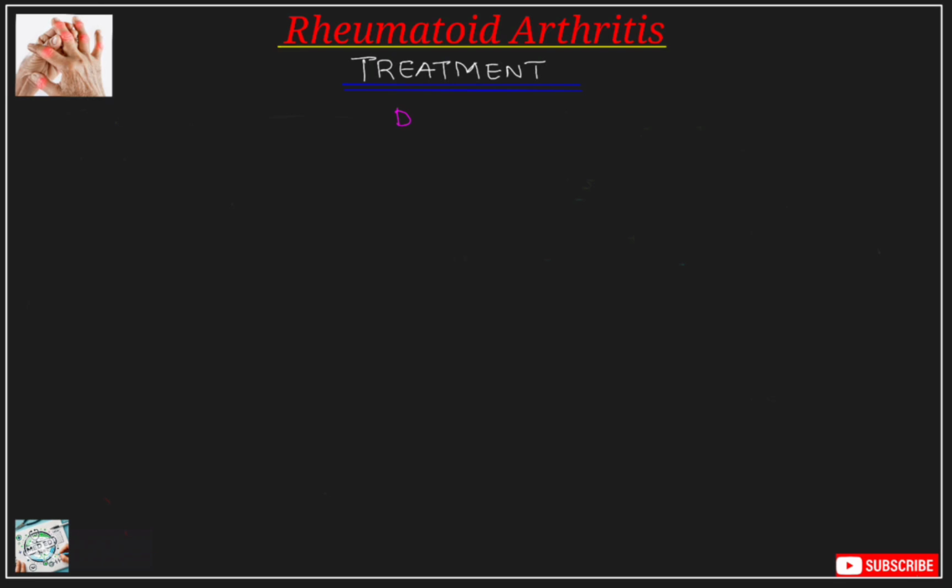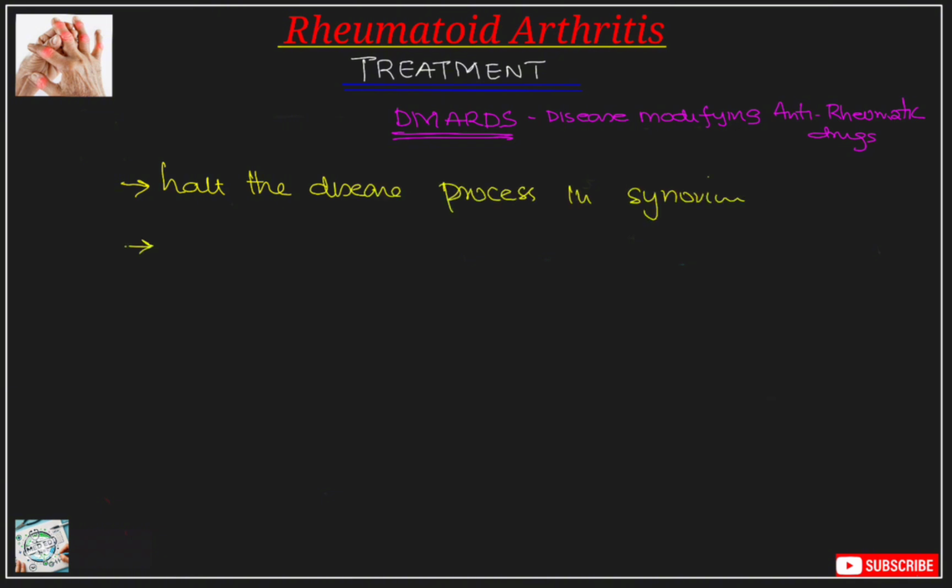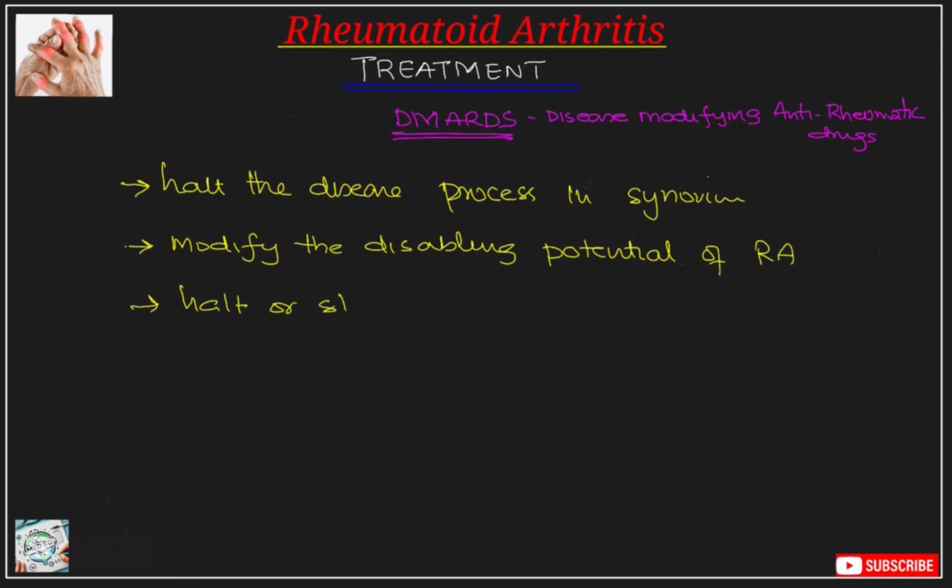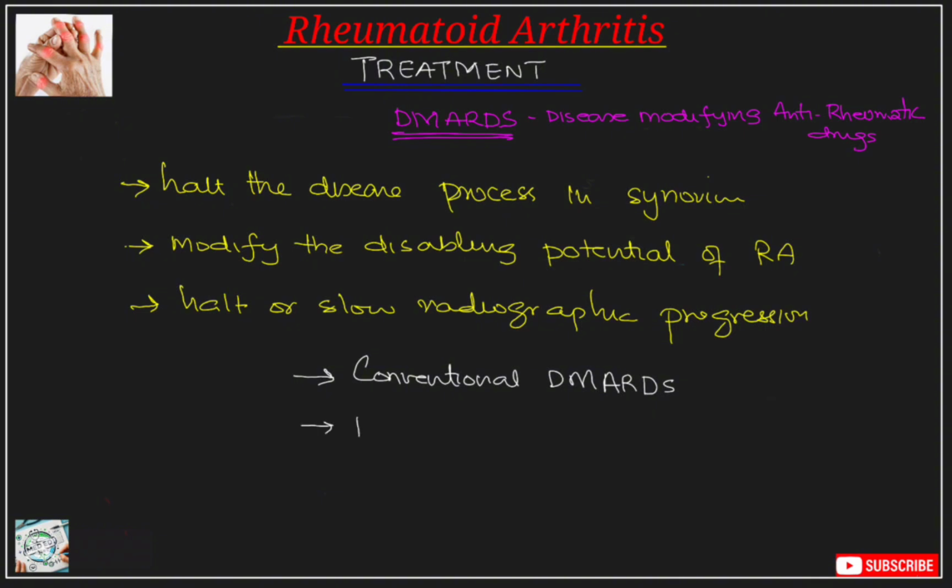So here comes the final chapter of our discussion, the disease-modifying anti-rheumatic drugs. The DMARDs are the backbone of rheumatoid arthritis treatment as they halt disease progression, prevent joint destruction, and slow the radiographic damage. They are divided into conventional DMARDs, biologic DMARDs, and targeted synthetic DMARDs.